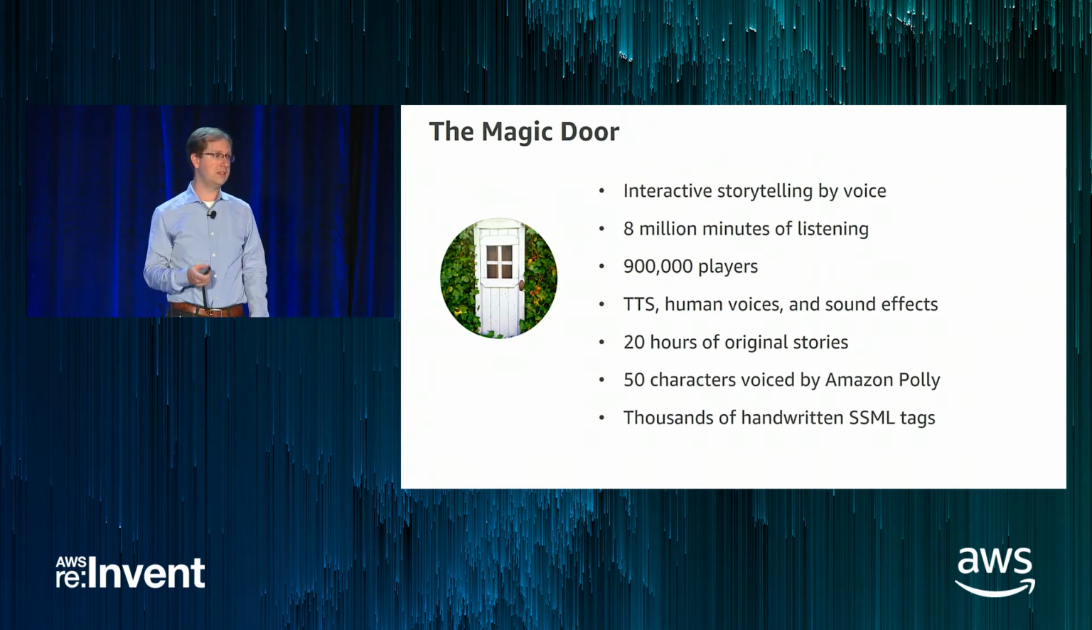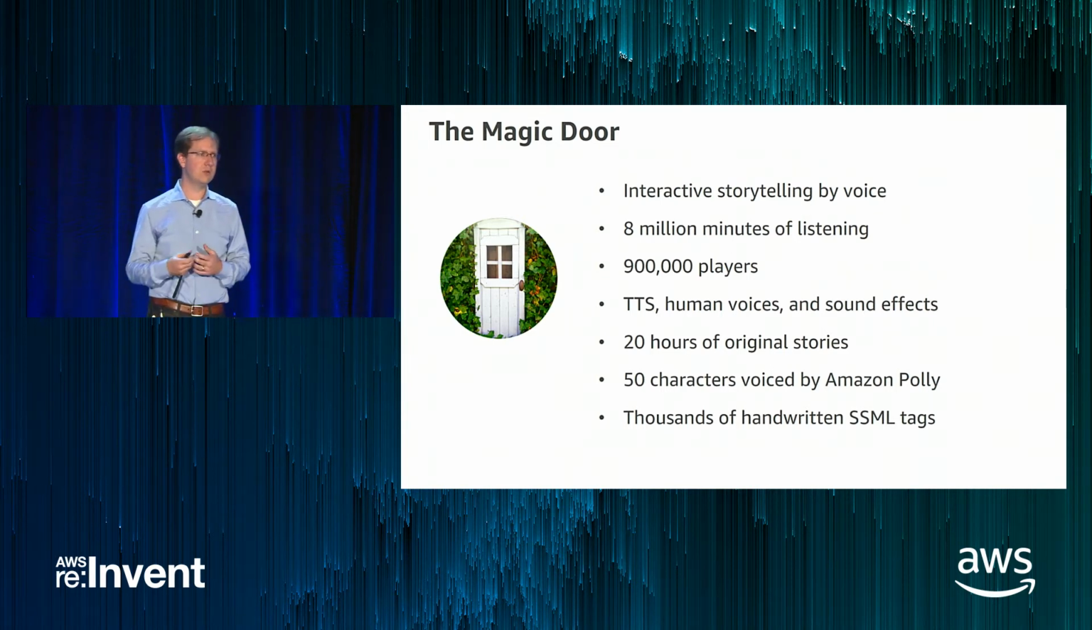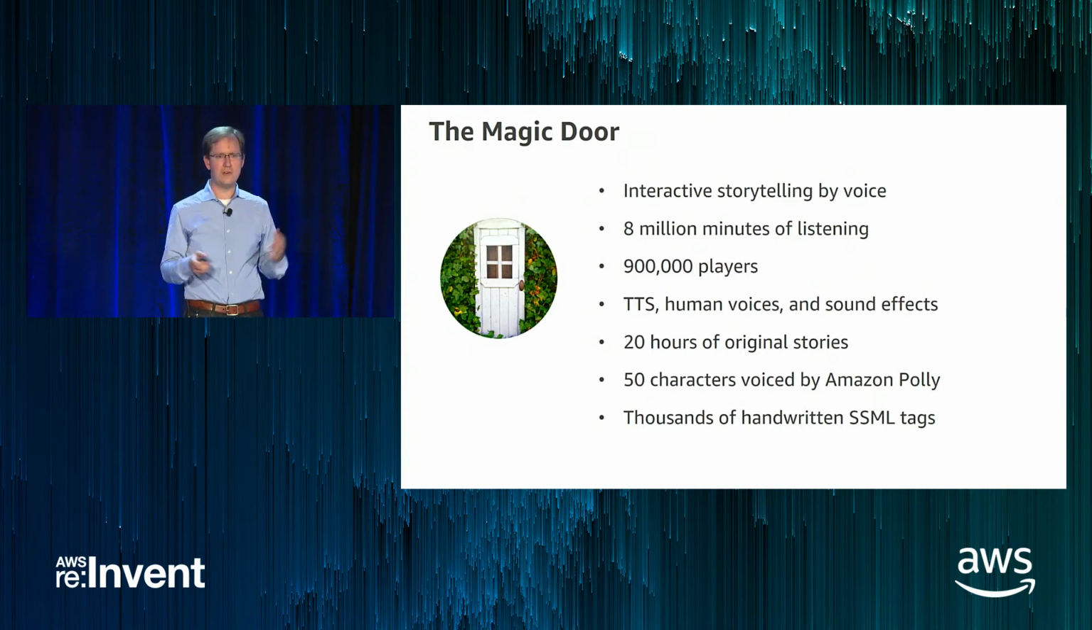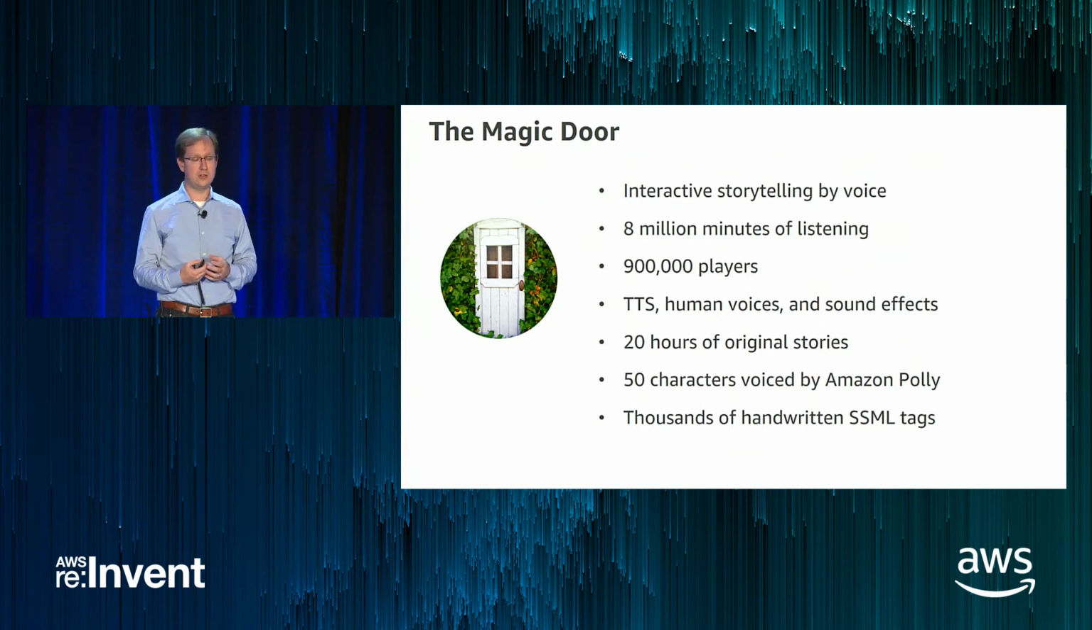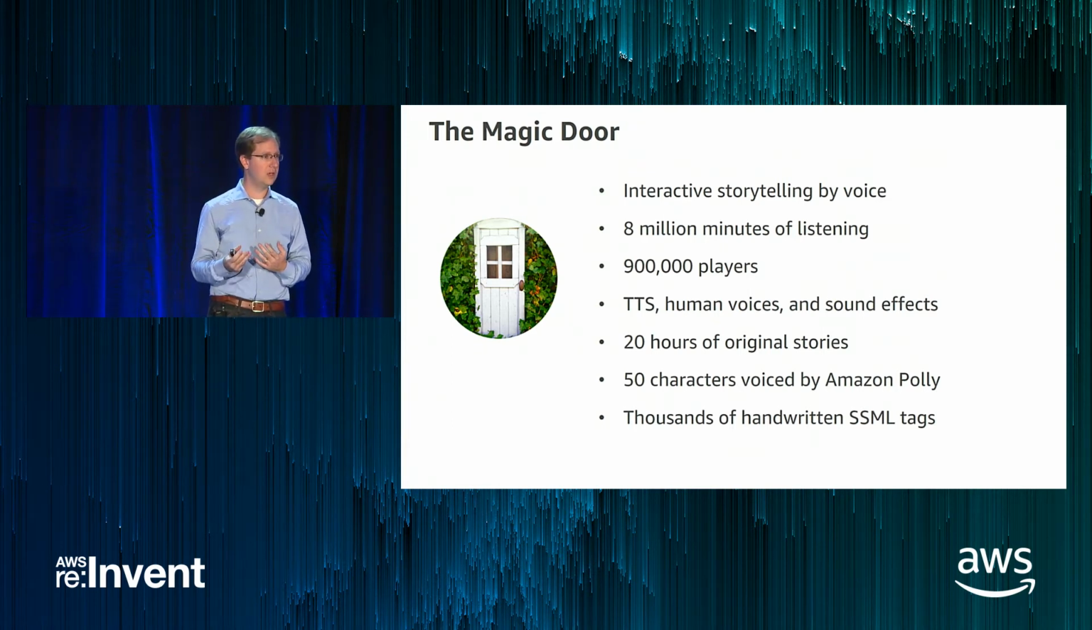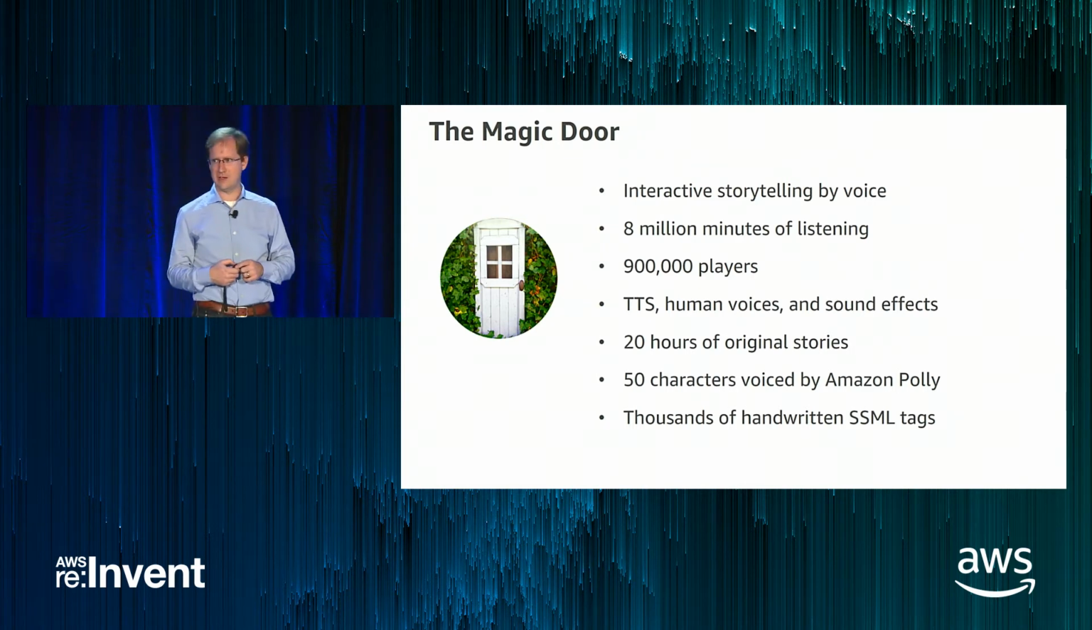And so what we do is we tell stories by voice. And we use a combination of text-to-speech voices, including Amazon Polly, human voices, sound effects, background sounds, and foreground sounds. And we've just spent a ton of time over the last couple of years, hundreds of hours, sitting there playing with SSML to get just the effect that we want. So what I want to tell you about today is some approaches that you can use in your voice applications to use Amazon Polly most effectively.